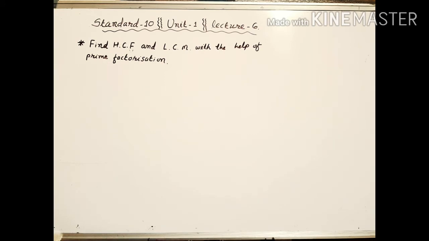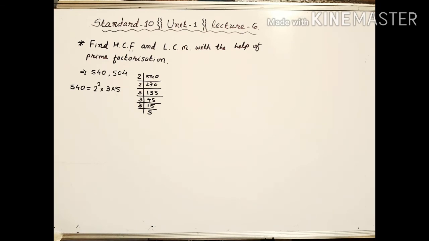Find H.C.F. and L.C.M. with the help of the prime factorization method. To understand this, let's take one example. Let's take 2 integers. One is 540 and the second one is 504. So we'll find H.C.F. and L.C.M. with the help of prime factors. First of all we'll make prime factors of 540. The prime factorization of 540 is 2 square into 3 into 5.